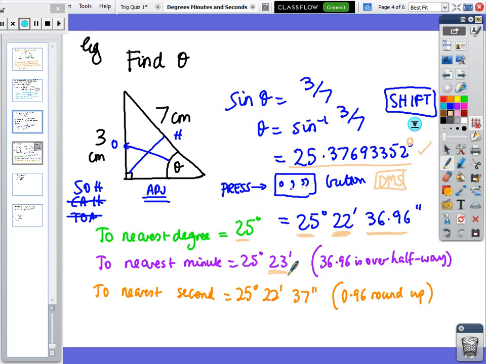And if you're rounding to the nearest second, which you don't often have to do, we've got 36 seconds, but no, it's not 36, because 0.9 rounds it up to 37. Okay. So copy that down, and there's one for you to do on the next slide.